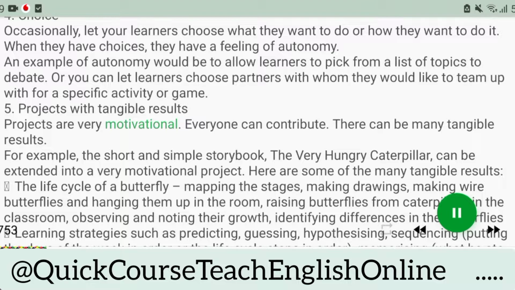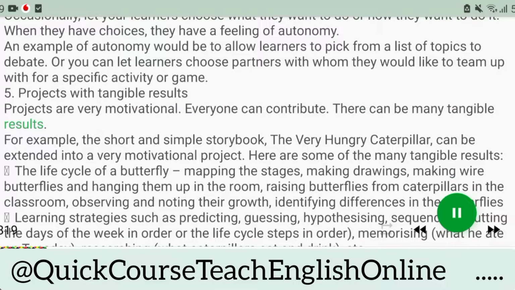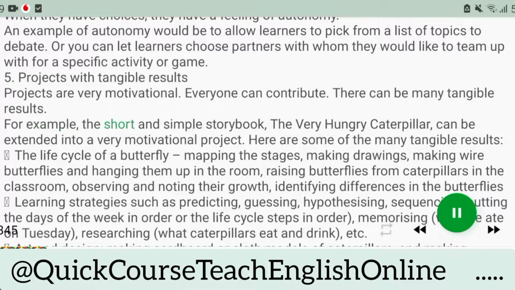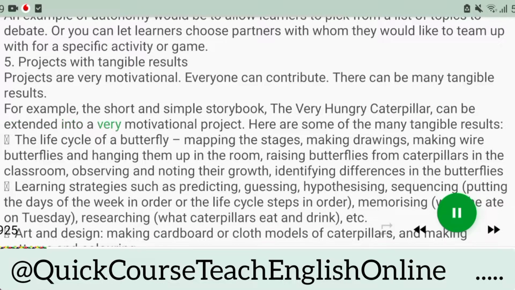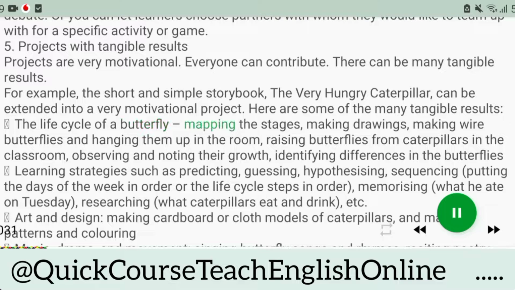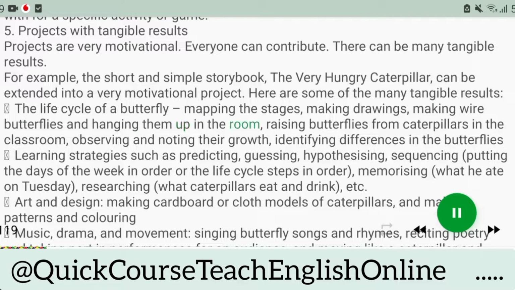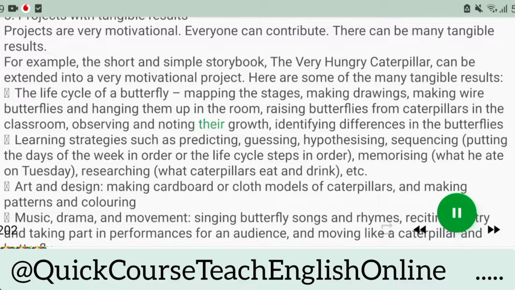5. Projects with tangible results. Projects are very motivational. Everyone can contribute. There can be many tangible results. For example, the short and simple storybook, The Very Hungry Caterpillar, can be extended into a very motivational project. Here are some of the many tangible results. The life cycle of a butterfly, mapping the stages, making drawings, making wire butterflies and hanging them up in the room, raising butterflies from caterpillars in the classroom, observing and noting their growth, identifying differences in the butterflies.